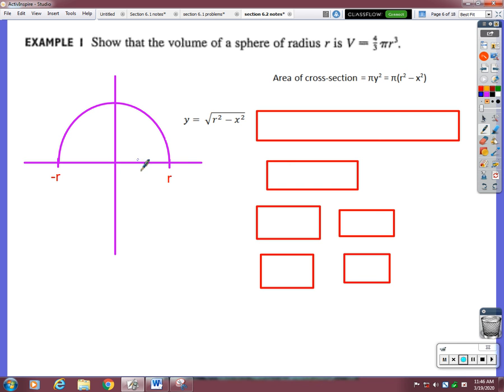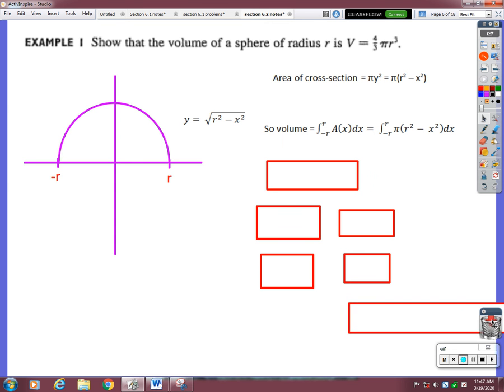I'm talking about if we draw tiny little cylinders perpendicular to the x-axis, I want the radius of those cylinders. So the area of the cross section is going to be, like I said, pi times y squared, which very conveniently in this case, if I take this and square it, the squared and the square root cancel out, and so we're left with the simple formula pi times r squared minus x squared, okay?